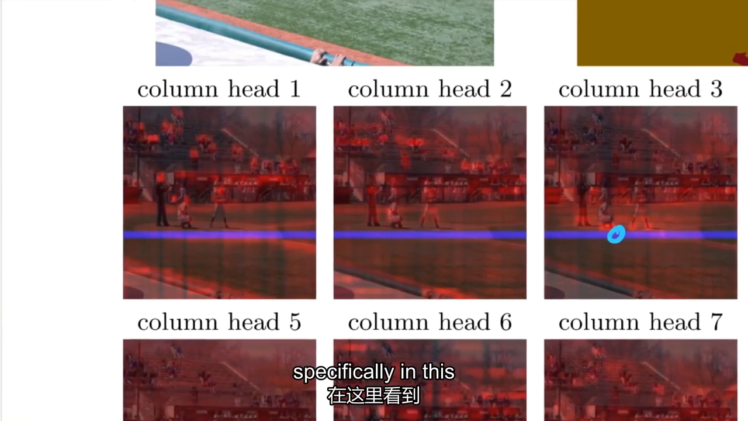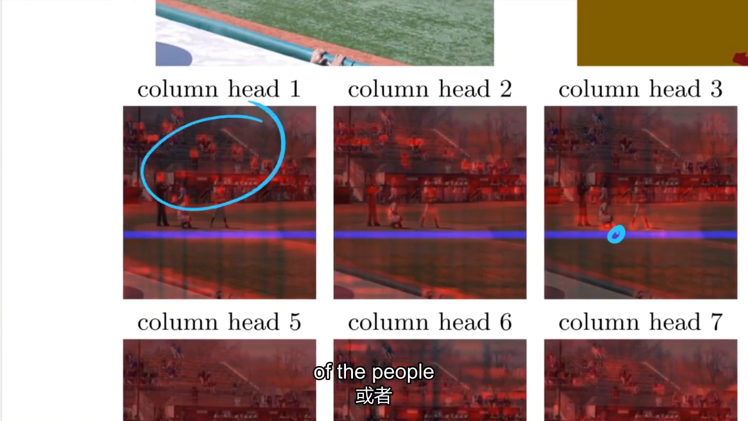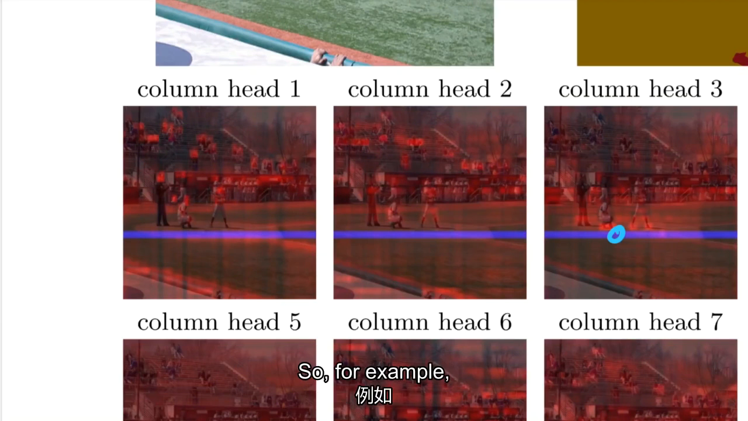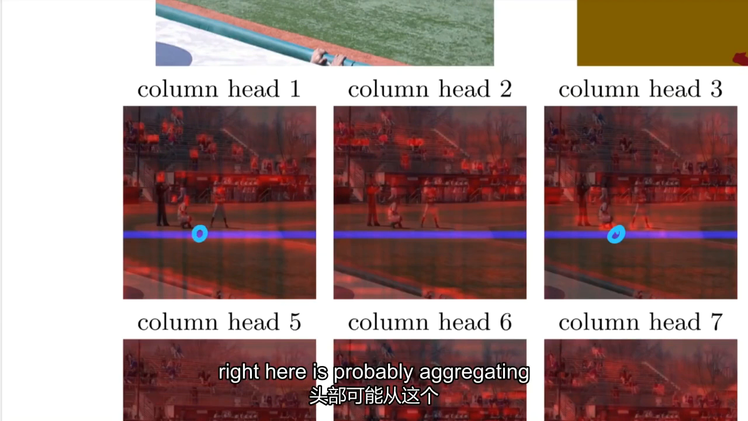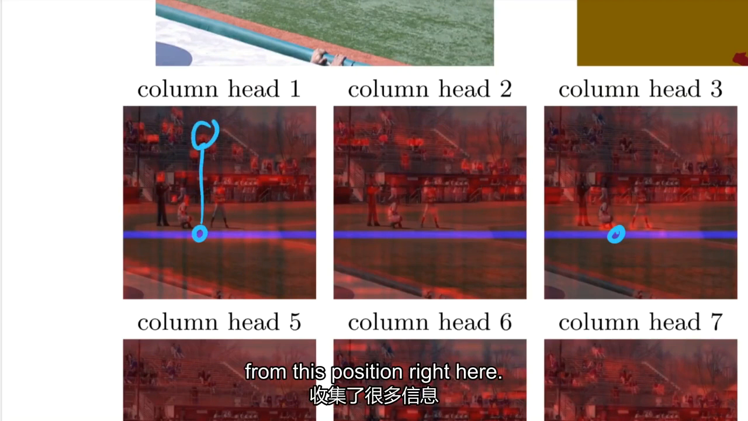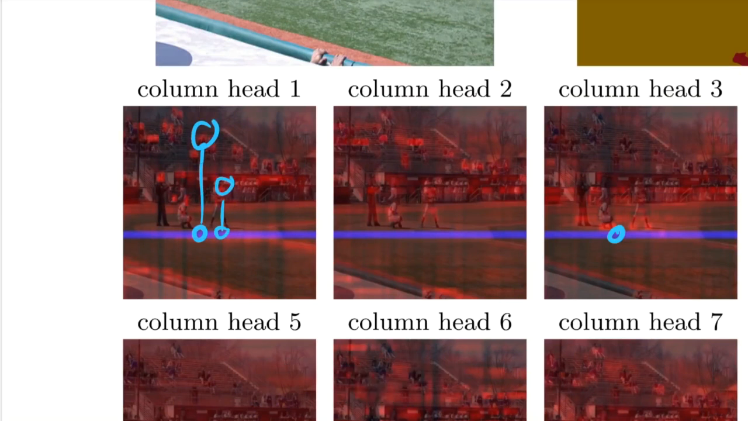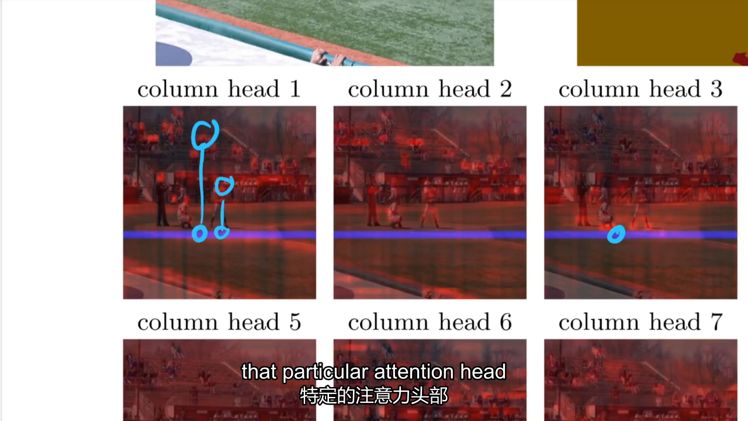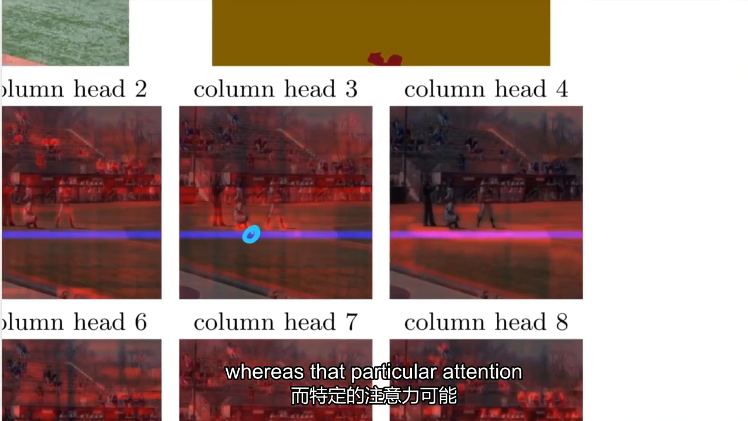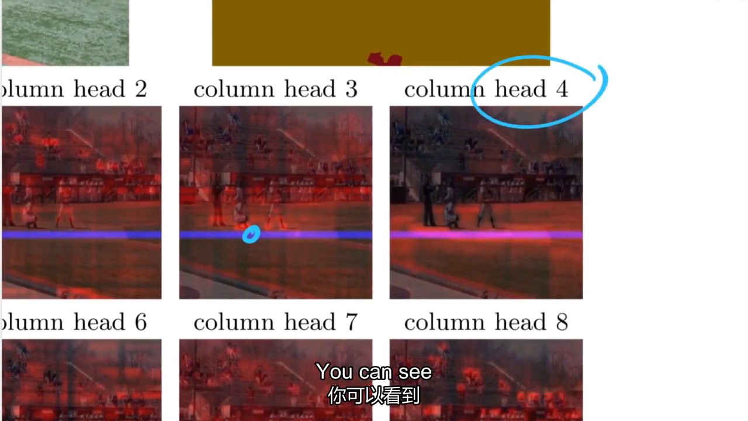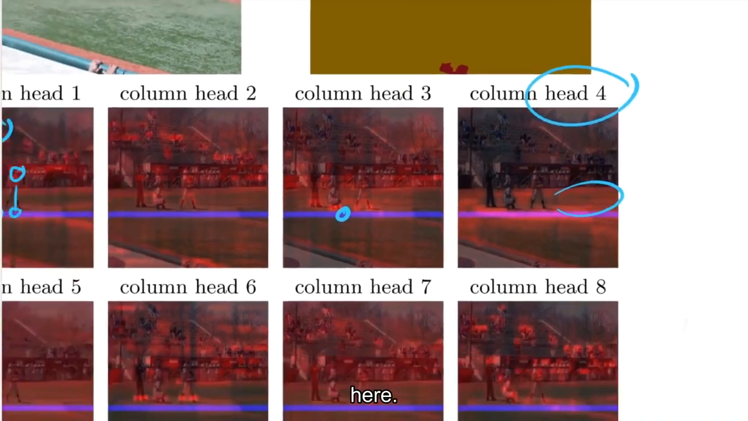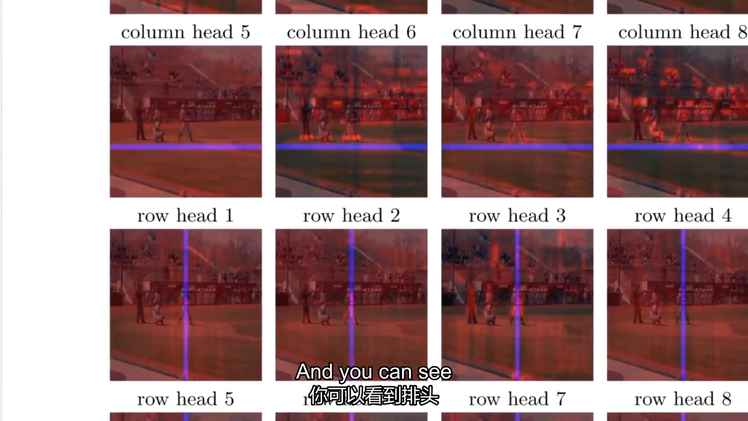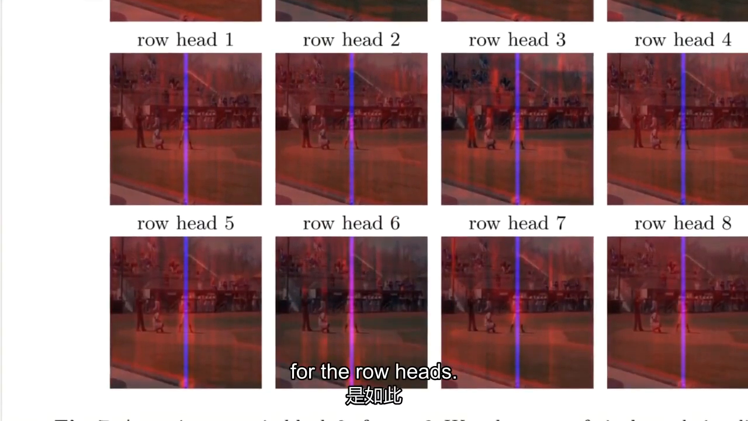You can see specifically in this one here, the heads of the persons in the picture light up fairly well. So for example, this head right here is probably aggregating information a lot from this position right here, and this head here is aggregating information from this position. So you can deduce that that particular attention head probably deals with people's faces, whereas that particular attention head probably deals with the grass, you can see the attention is mostly on the grass right here, and you can see the same for the row heads.